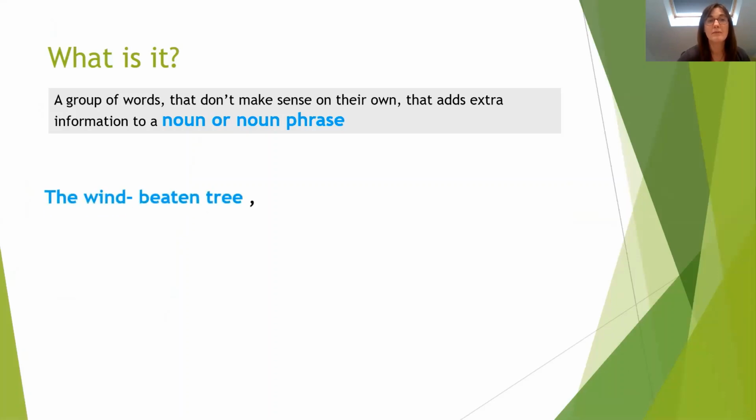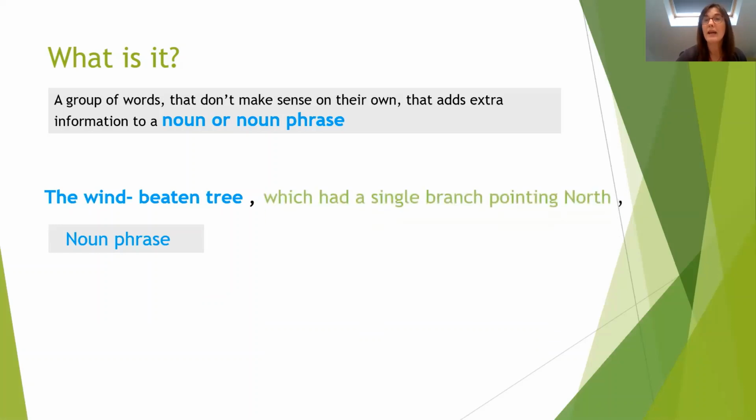For example, the wind-beaten tree. The tree is the noun. It's a common noun. The wind-beaten tree is the noun phrase. Now we have the relative clause, which had a single branch pointing north. So that's your relative clause, and it adds further information about the noun phrase.